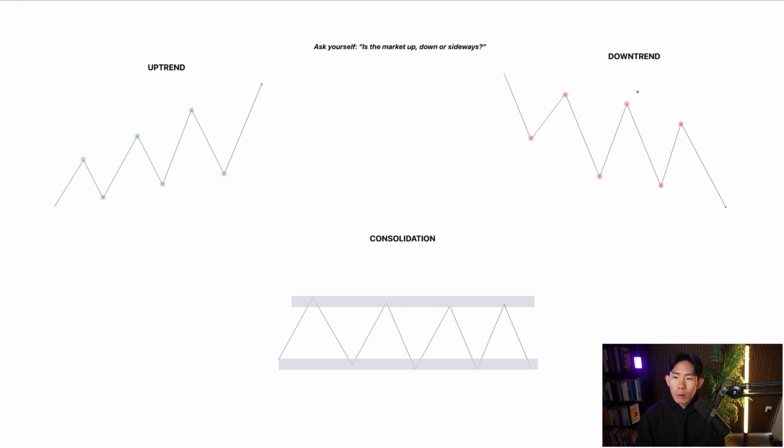Now, you got your downtrend, which is price creating lower highs and lower lows. Once again, we call that a downtrend because this low is lower than the previous low. This high is lower than the previous high.